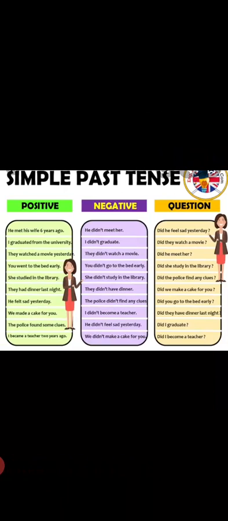For negative sentences, I did not graduate, she did not study in the library, they did not have dinner, he did not feel sad yesterday. And for interrogative, did he feel sad yesterday? Did they watch a movie? Did he meet her? Did I become a teacher? So these are the examples of simple past tense.